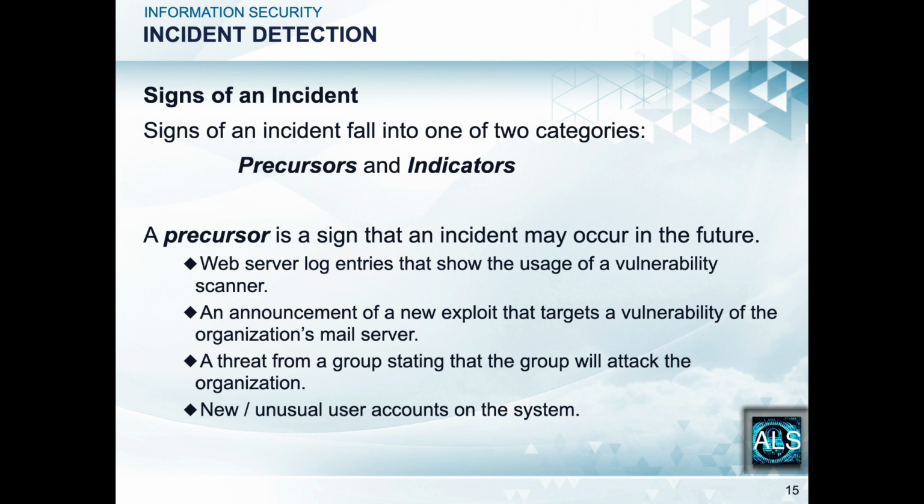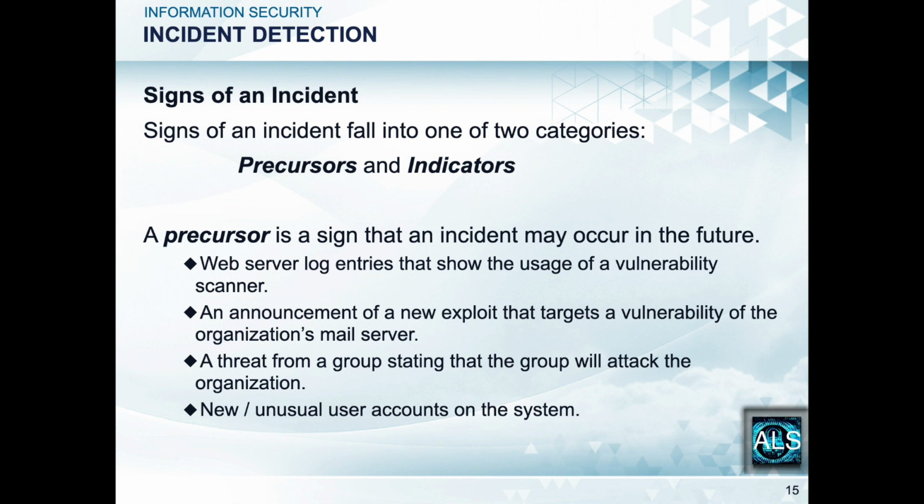A precursor is a sign that an incident may occur in the future. Maybe your network is being scanned. Maybe something is going on that is causing machines to reboot when they're not supposed to reboot. Anything new or unusual that is happening on the network and on the endpoints can be a precursor of things to come.